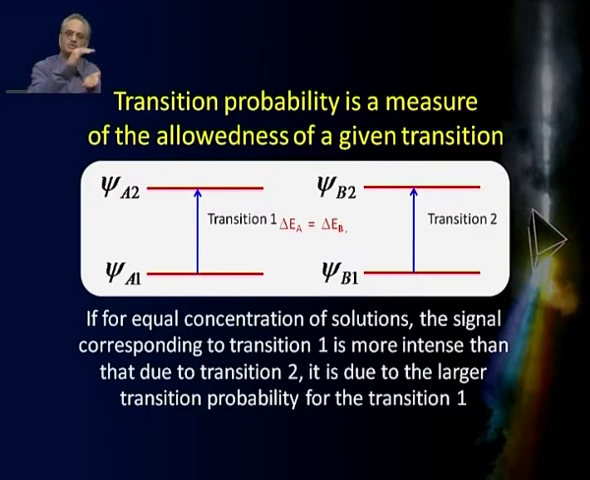I have kept the energy the same, I have also kept the concentration the same. So, if there is a difference, it can be attributed only to the allowedness of a transition. In other words, suppose there are 2 transitions possible. If one is more allowed than the other, it will be more intense, as simple as that. Everything else being the same, if one transition is allowed to a greater extent, that will show up as a more intense signal. That is the meaning of transition probability.